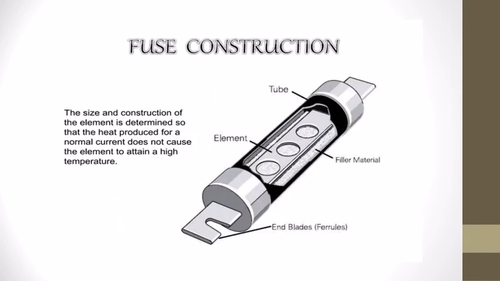Next is the fuse construction. That is, it consists of the tube, element, filler materials and end blades. So the size and the construction of the element is determined so that the heat produced for the normal current does not cause the element to attain a higher temperature.